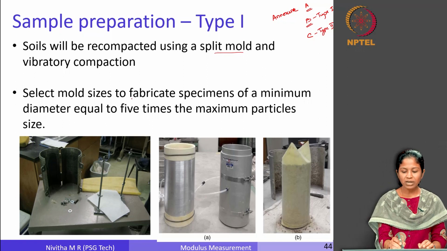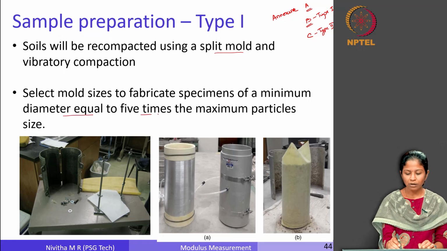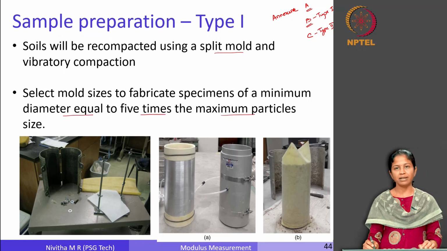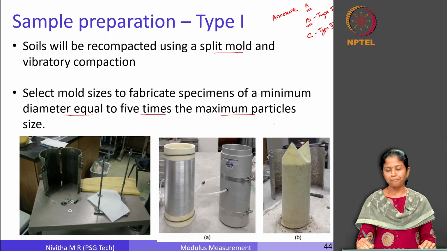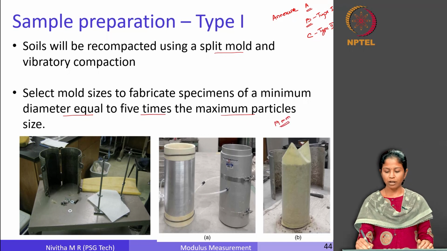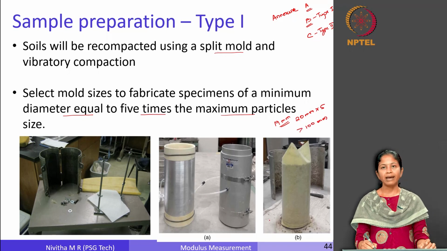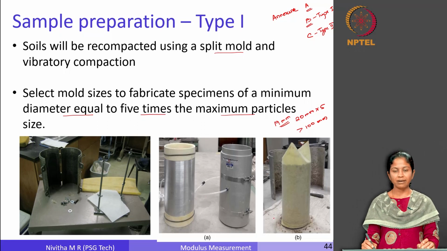You have to select mold sizes to fabricate a specimen such that the diameter is equal to 5 times the maximum particle size. Let us say we have a material whose 100% is passing a 19 mm sieve, so the maximum particle size is 19 mm. Let us approximately take it as 20 mm. So it should be more than 5 times, so this should be greater than 100 mm. The diameter of the mold should be greater than 100 mm. That is one of the requirements.